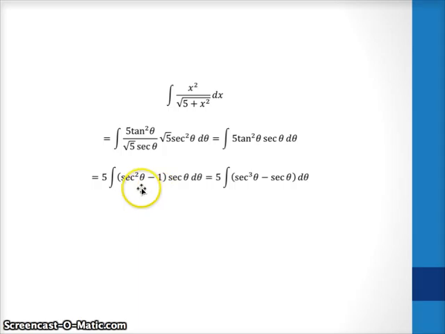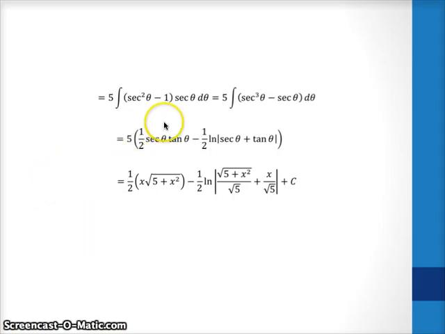And then this, if you change tangent squared to secant squared theta minus 1 so that everything's in secant, which makes it so much easier, equals 5 times the integral, because you pull out a 5 from there if you guys didn't catch that, 5 times the integral of secant squared theta minus 1 times secant theta d theta, and if you multiply out secant theta, it's 5 times the integral of secant cubed theta minus secant theta, all with respect to theta.